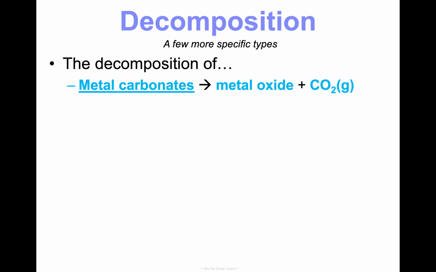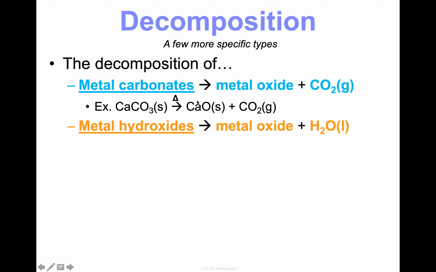So for instance, the decomposition of metal carbonates. So any sort of metal with a carbonate, CO3, polyatomic ion, is going to make a metal oxide and carbon dioxide gas. So for example, calcium carbonate, with heat, will decompose into calcium oxide, that's my metal oxide, and carbon dioxide gas. Okay, so you'll always see that with metal carbonates.